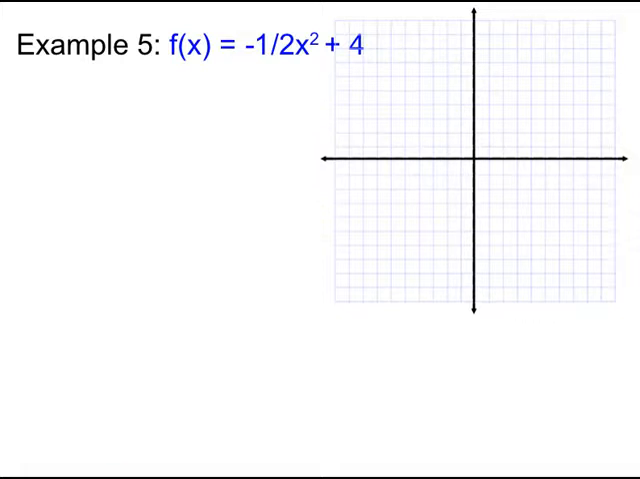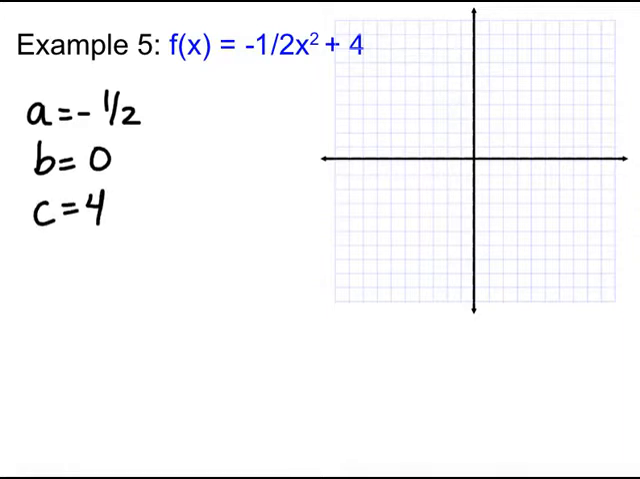Now if you look at this, you could think, well, that's in vertex form, so I can just graph it that way. Well, yeah, you can. Nobody's stopping you. But if you want to use the same form on each, a will be negative 1/2 in this. B will be 0 because there is no x, and C will be 4. Now I like this one because it has a fraction, and we haven't done a fraction yet.